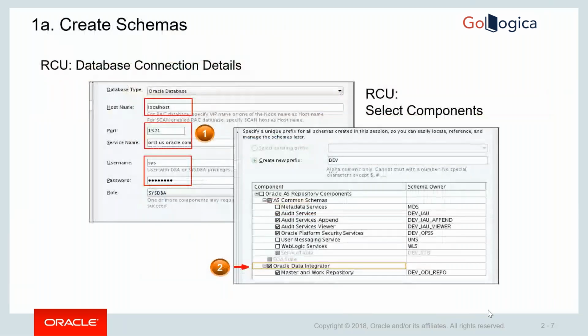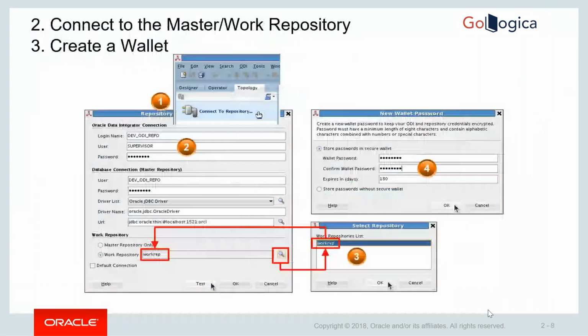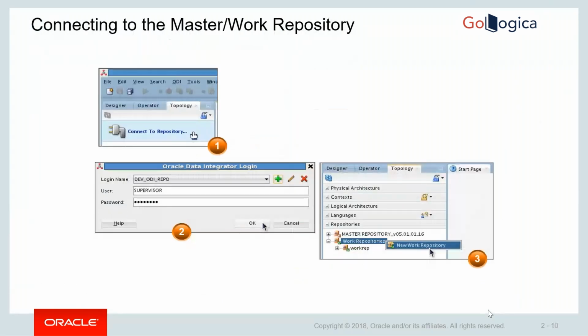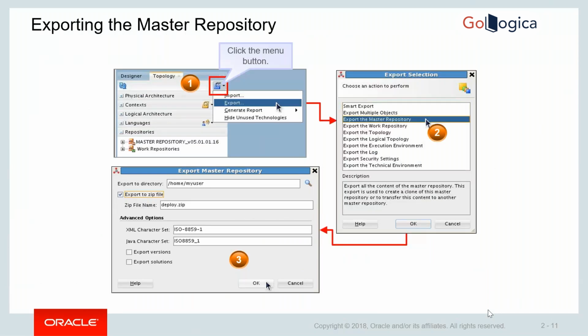This is the RCU which we run, and we give the database details and create it. Next we are able to configure the connection and connect. If you want to create one more work repository, go to the repositories, right click on your work repository, and I can create a new work repository. And if I want to export my repository, I can go to my topology and use the export option to export the master repository.